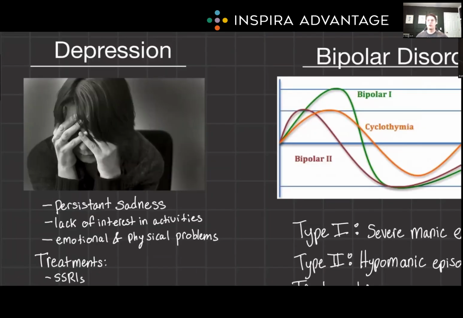Let's start off with one of the most common of the psychological disorders, depression, or major depressive disorder. It's characterized by persistent sadness, lack of interest in activities, and a range of emotional and physical problems. It's thought to be caused by a combination of genetic, biological, environmental, and psychological factors, something you're going to hear a lot. Treatments often include medications like SSRIs and psychotherapy, and SSRI stands for selective serotonin reuptake inhibitor. The MCAT loves asking about SSRIs, so that's another great Anki card to make.